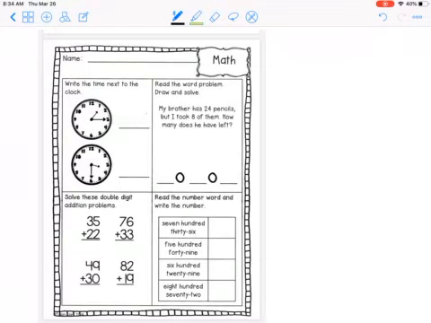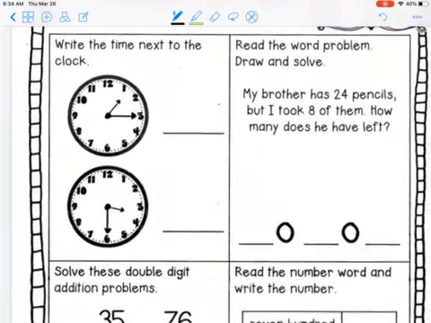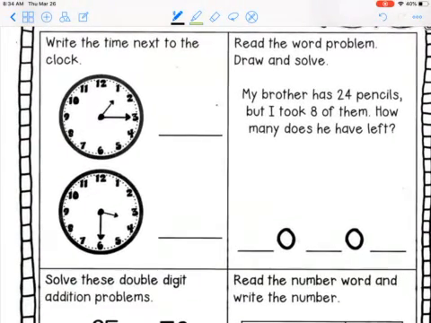The math today should not be terrible. It's a lot of review, but I did want to look at the clocks just in case we need a little refresher on that. So it says write the time next to the clock.